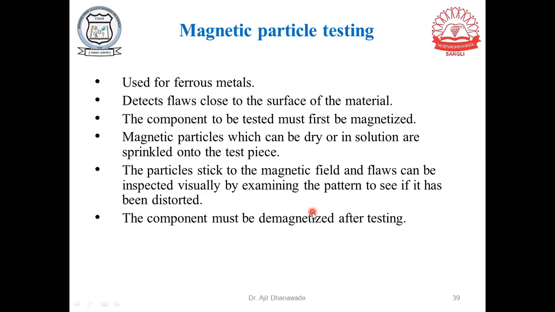specimen. After sprinkling that, if the component is perfect, all the magnetic particles should lie in the same pattern all over the component. But if there is any defect, the magnetic particles will show certain changes in the pattern. So by naked eyes you just have to check if there is any change in the pattern of the spreading of the magnetic particles. If there is any change, that means there is some defect in the component. That you can easily understand.